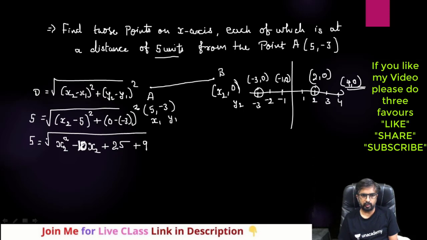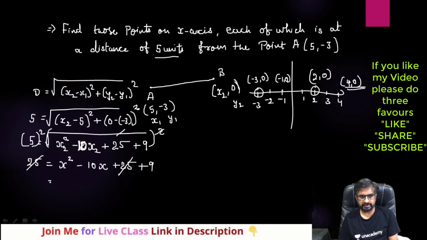Now what you can do is square both the sides. Why squaring? To remove this root, so the root will get cancelled. Here you will get 25 equals x square minus 10x plus 25 plus 9. So this 25 will get cancelled, and here you will get 0 equals x square minus 10x plus 9. Directly I can tell you the factors, as I told you I had given a shortcut method. The factors will be (x minus 9) and (x minus 1).